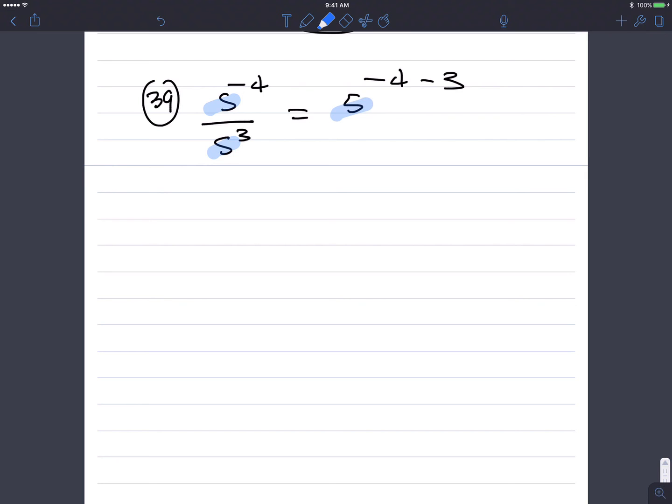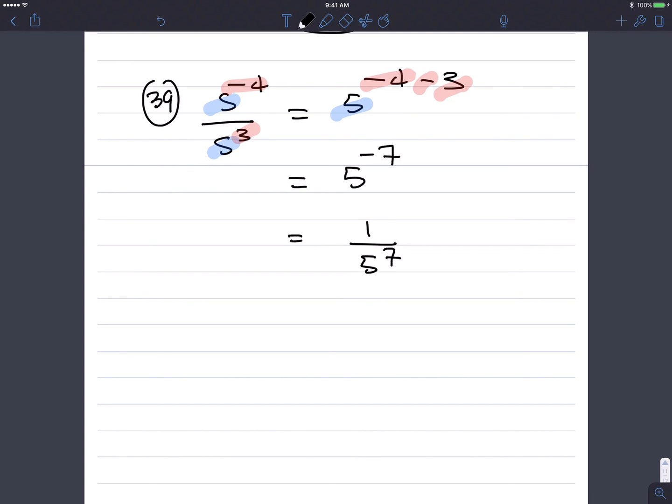Two exponentials, and it's division, so you keep your base 5. You're now going to subtract powers. You're going to take the top power, which is negative 4, and subtract the bottom power, which is 3. Remember how to perform signed arithmetic, meaning -4 minus 3 is -7. And remember, we have to write this with a positive power, so that's 1 over 5 to the 7th power.